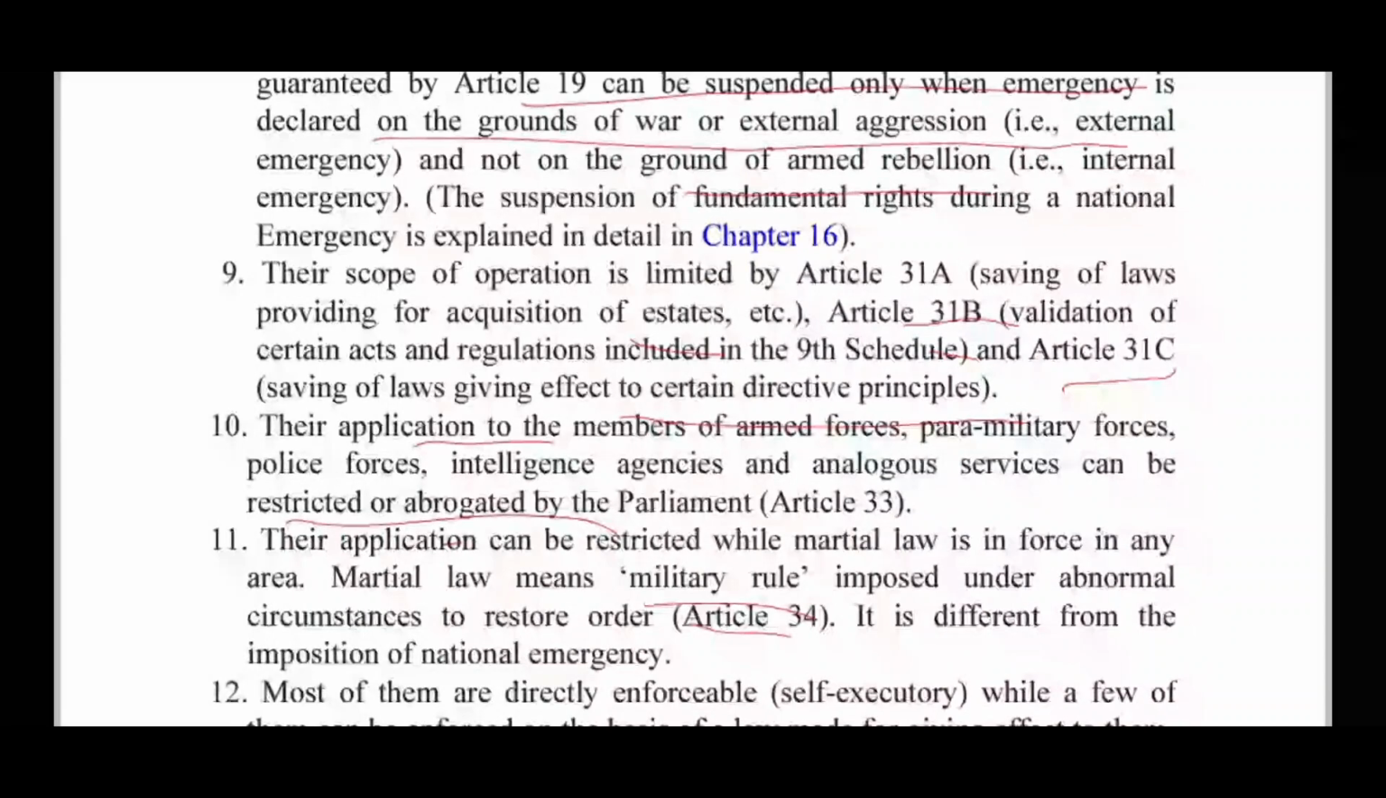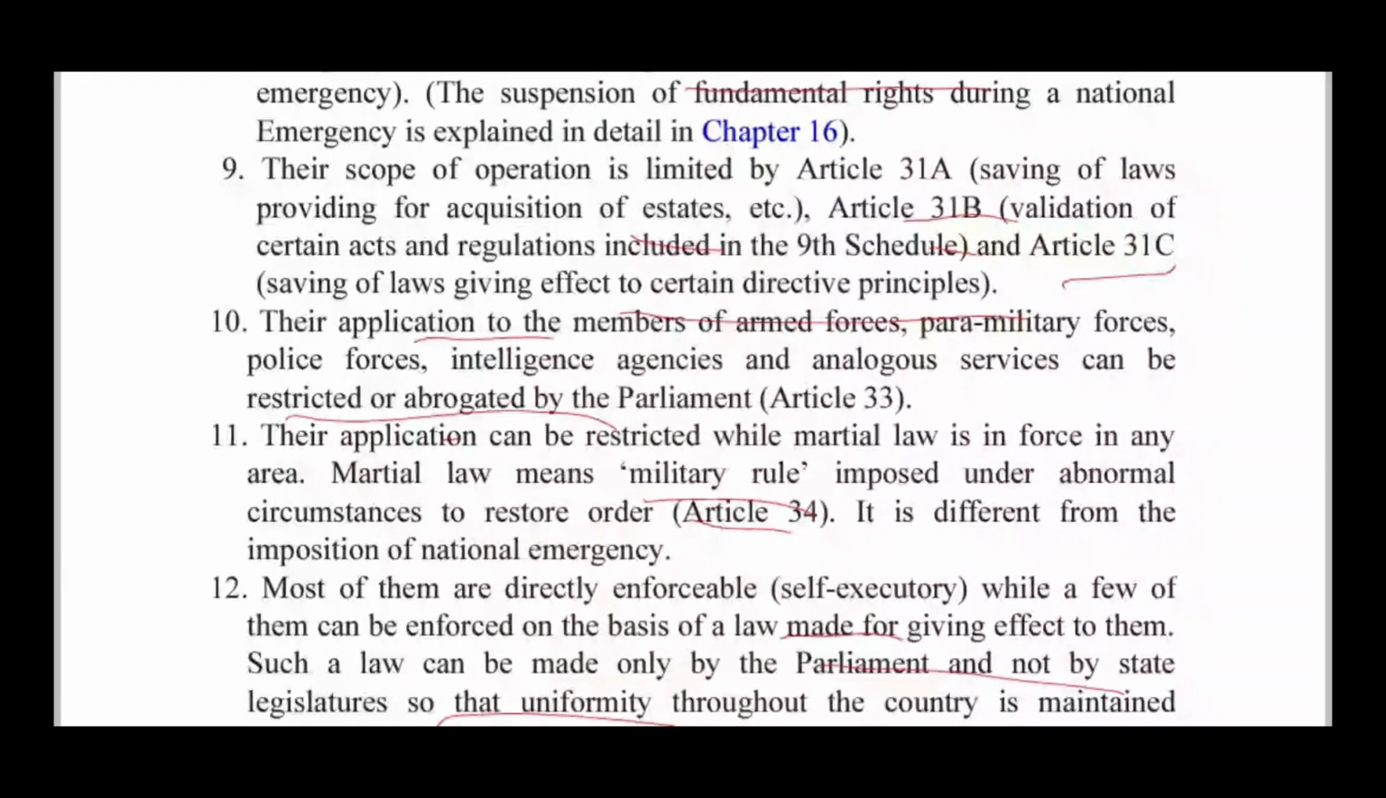The 10th feature is that their application to the members of armed forces, paramilitary forces, police, intelligence agencies and analogous or similar services can be restricted or abrogated by the Parliament. You may know that these fundamental rights are not all available for the military as well as paramilitary forces. That is for the proper functioning of these forces. All the forces given in the 10th feature are not free to use their fundamental rights freely. So they have some restrictions, and it includes armed forces, paramilitary forces, police, intelligence agencies and some kind of analogous services. So that is the 10th feature.